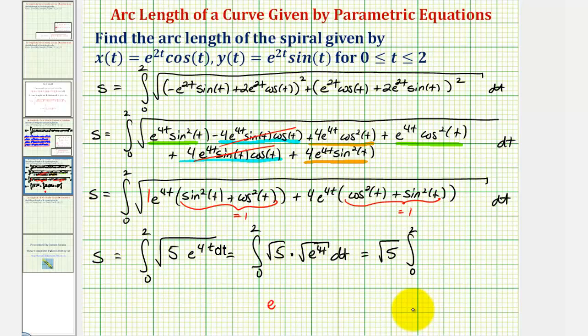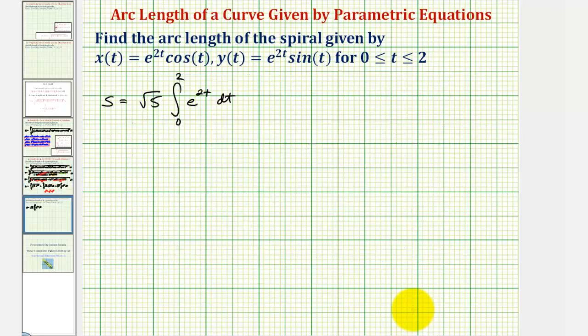Remember, e to the 4t is equal to e to the 2t times e to the 2t. So the square root of e to the 4t is just e to the 2t. So we have the integral of e to the 2t integrated with respect to t, again from 0 to 2. Let's go ahead and finish this on the next slide.